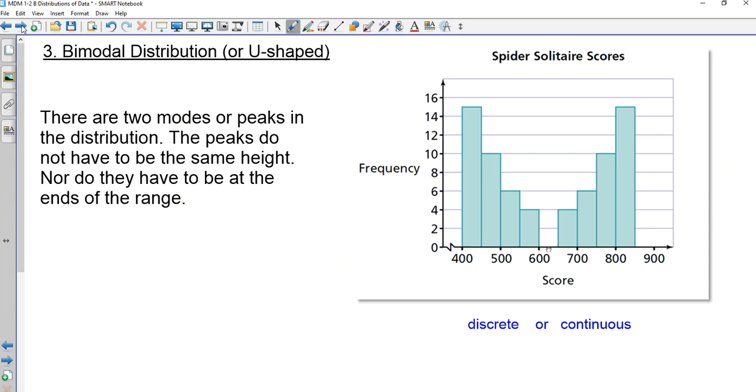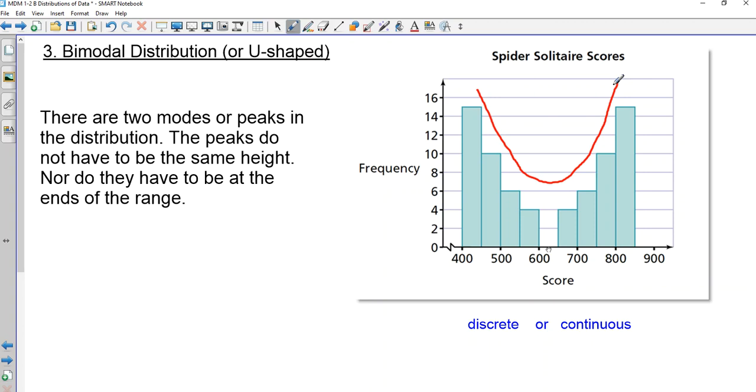All right, next up, bimodal distribution here, often called a U-shaped distribution. So why would they call it a U-shaped distribution? Well, here if we draw a smooth curve showing the trends, we get a nice U shape like this. Now, it doesn't have to be a U shape like this. The characteristic of a bimodal distribution is that there are two modes or two peaks in the distribution. The peaks don't have to be the same height like they are here, and they don't have to be at the ends of the range like they are here.